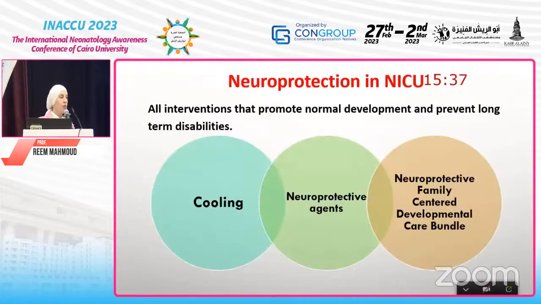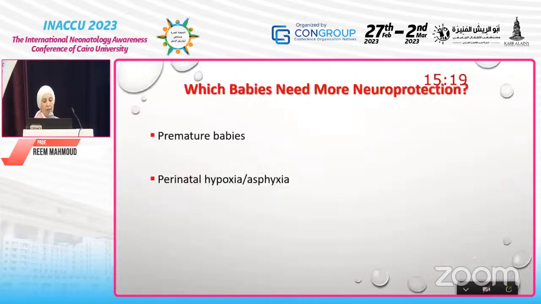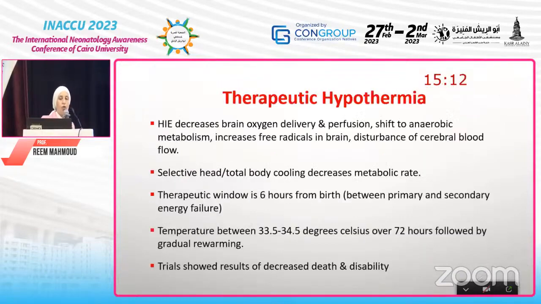Neuroprotection in the neonatal ICU is any modality done in the neonatal ICU to promote normal development and prevent long-term disability, including therapeutic cooling, neuroprotective agents, and the neuroprotective family-centered developmental care bundle, which we will concentrate on today. Premature babies and hypoxic babies need neuroprotection most.